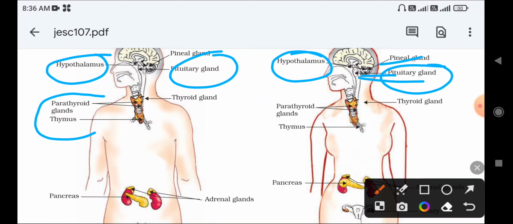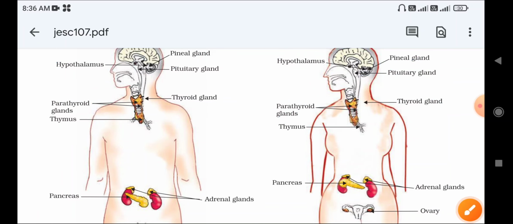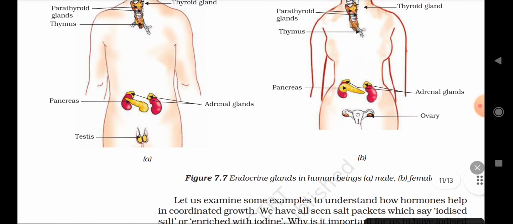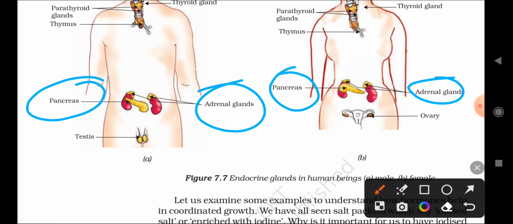the parathyroid gland, the thyroid gland, and the thymus are also present in both male and female, right? Next comes the adrenal gland, which is also present in both male and female, and the pancreas, both are present in male and female.